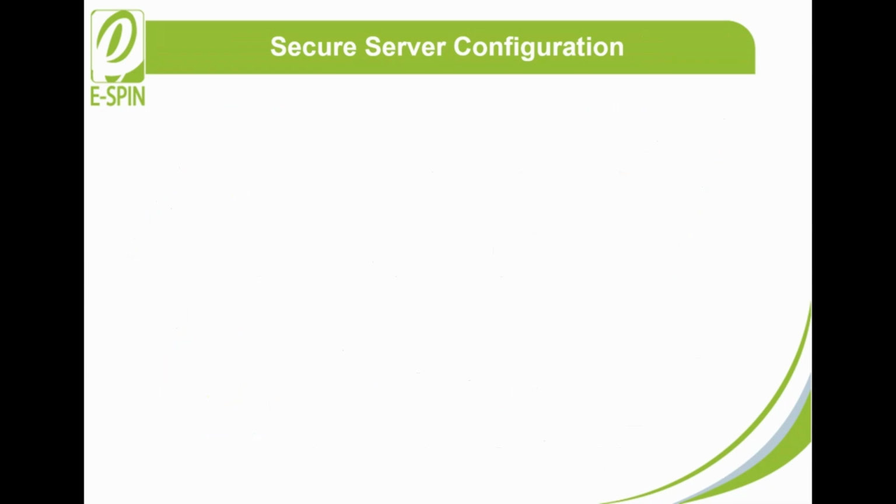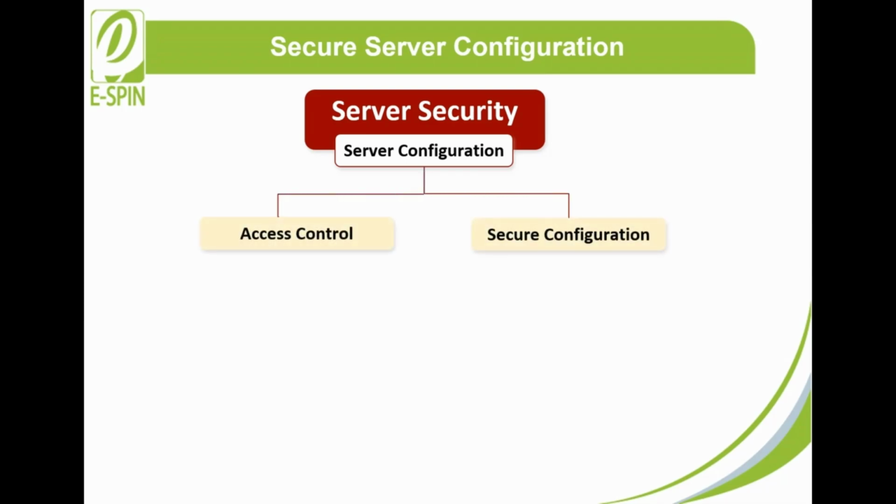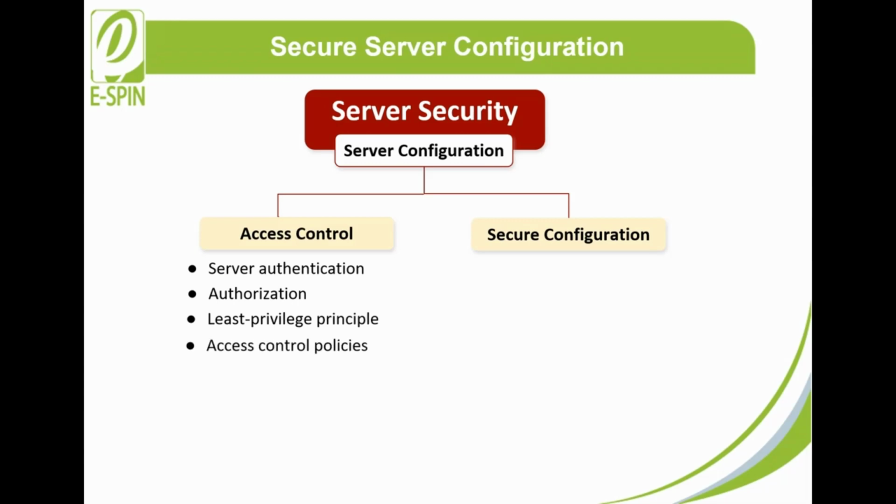The importance of secure server configuration. Server configuration is key for server security. Establishing robust server security involves implementing security measures such as access control and secure configuration practices. Access control includes server authentication, authorization, the least privilege principle, access control policies, and audit logging, while secure configuration involves setting up server parameters and options.